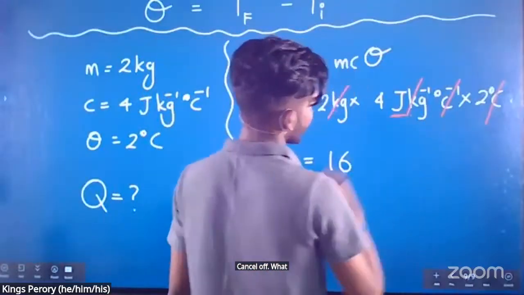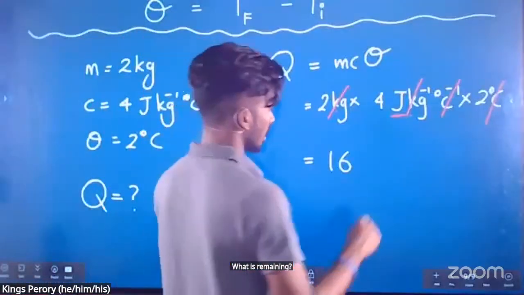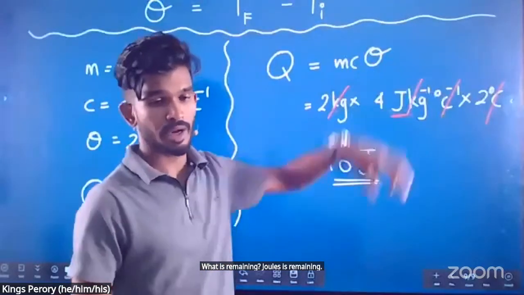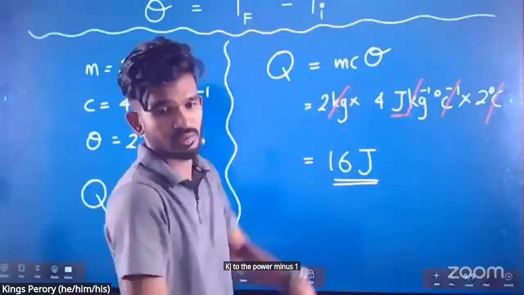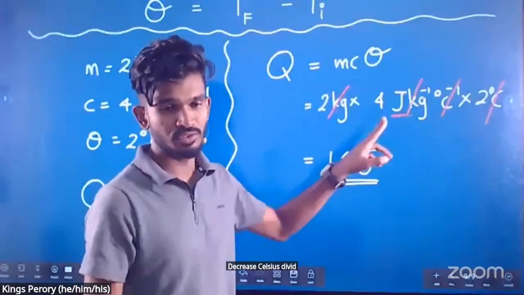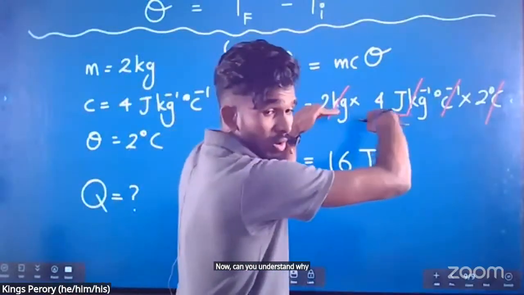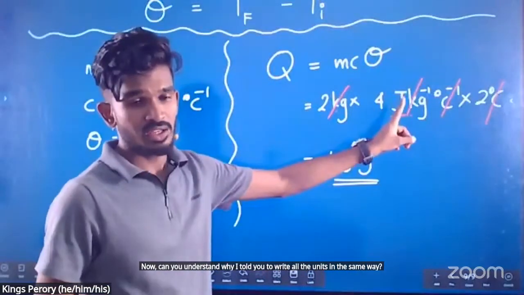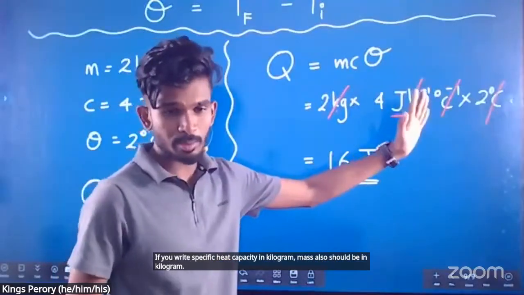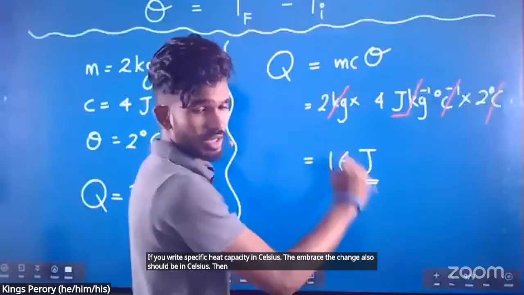What is remaining? Joules is remaining. Kg to the power minus 1 means division. Kg divided by kg cancels off. Degree Celsius divided by degree Celsius cancels off. You get joules. Now, can you understand why I told you to write all the units in the same way? If you write specific heat capacity in kilogram, mass also should be in kilogram. If you write specific heat capacity in Celsius, temperature change also should be in Celsius. Then only those get cancelled off, and you get joules.